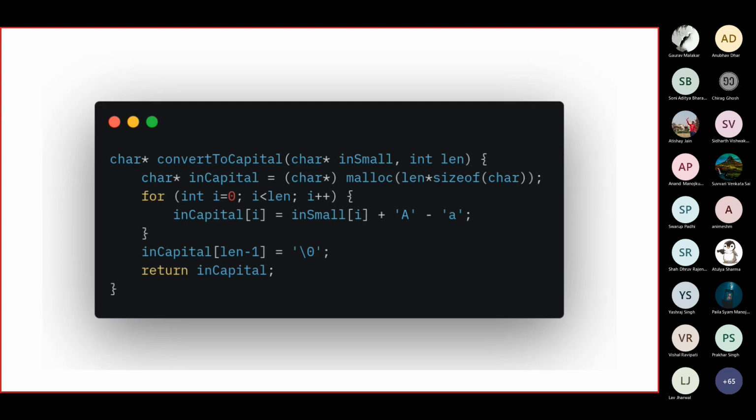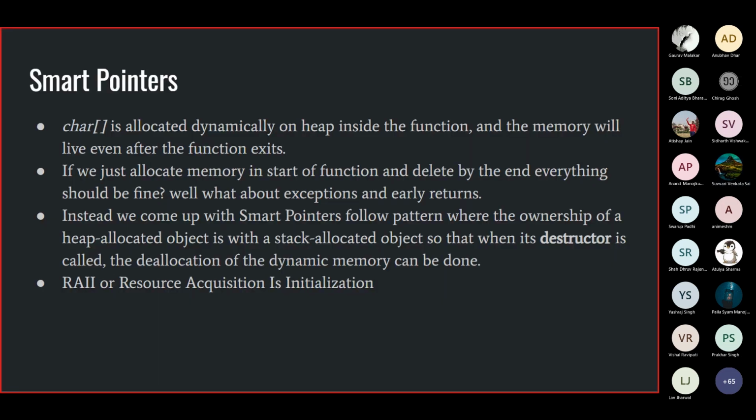So how do you delete this memory? You can't delete it in the function because you're planning to return it, right? So we delete it in the main. Yeah, okay, you can do that. So you decide, okay, I want to delete it in the main.